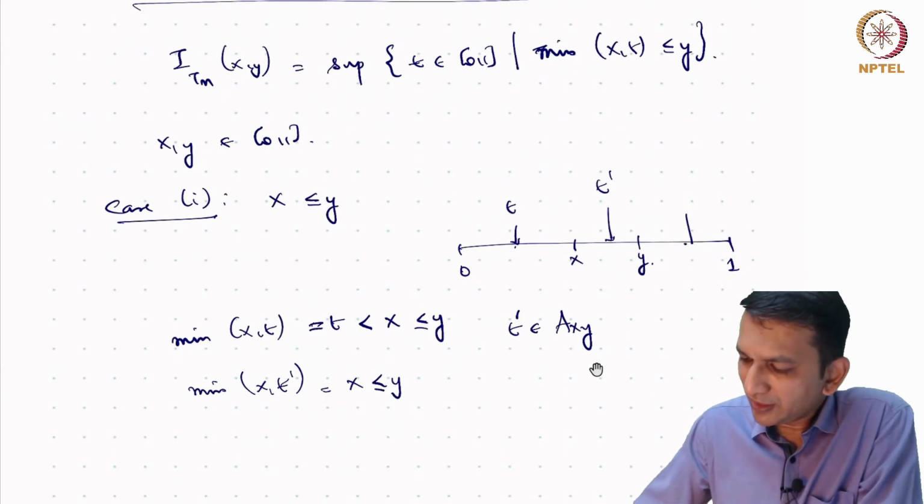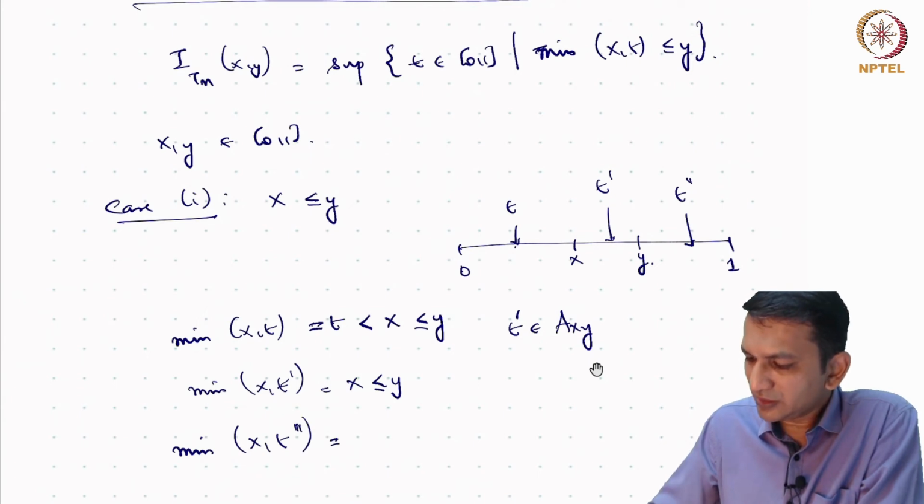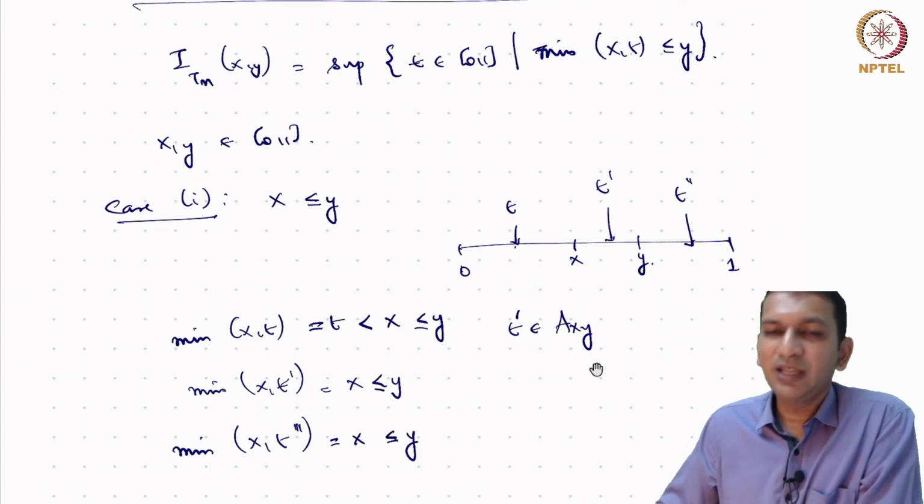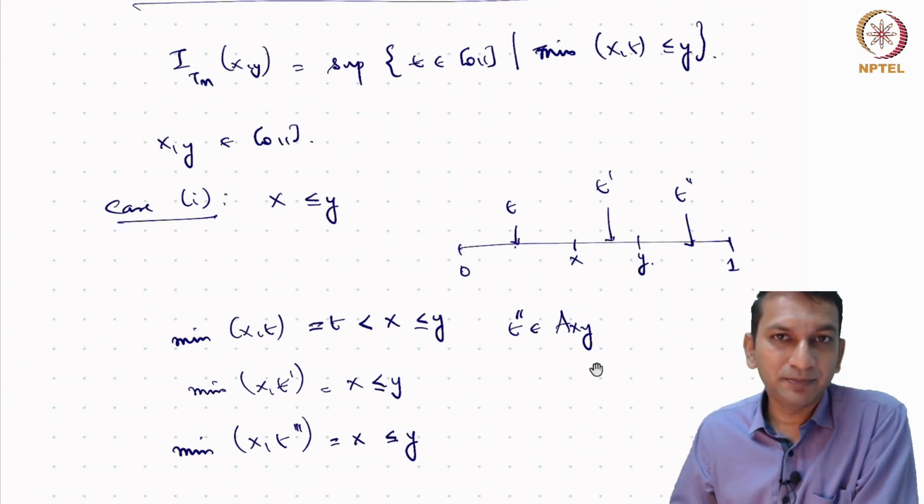What if I take a t'' which is bigger than y also? Now, if we look at it, minimum of x comma t'', once again, t'' is bigger than x, which means min of x comma t'' is actually equal to x, which is still less than or equal to y because that's the case that we are discussing. Which means t'' belongs to A_xy.